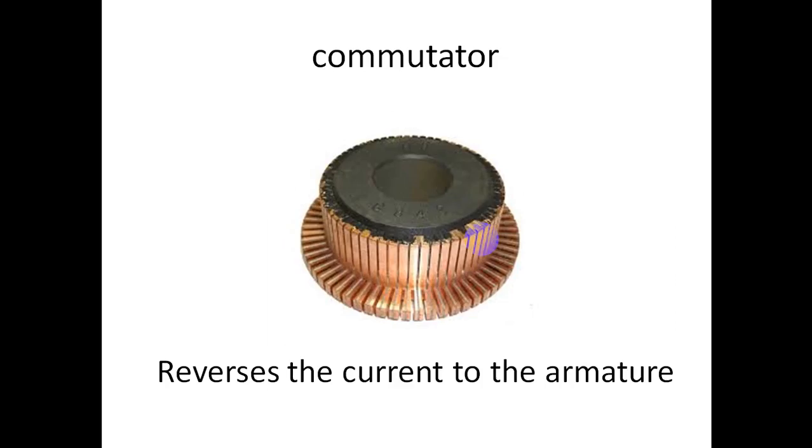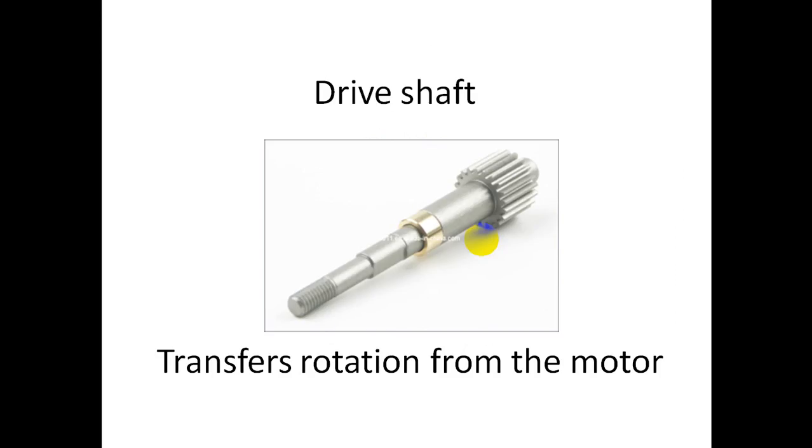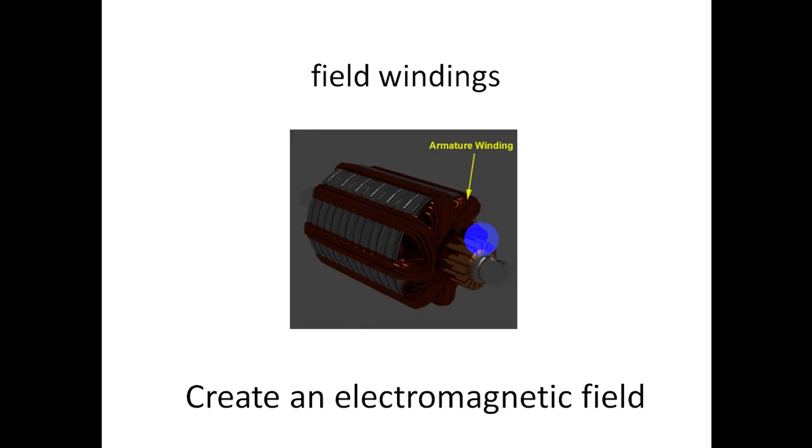The fourth one is the commutator. It reverses the current to the armature. And this is the rotor shaft I mentioned before. It will transfer rotation from the motor. It is supported by bearings. And the last one is the field windings. They create an electromagnetic field.